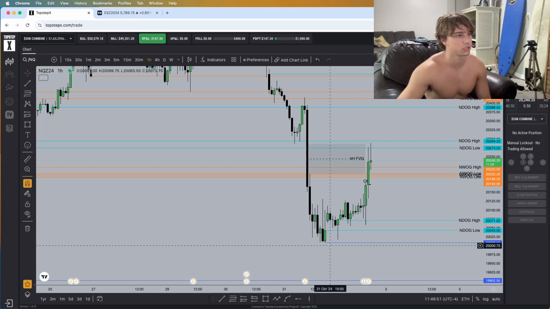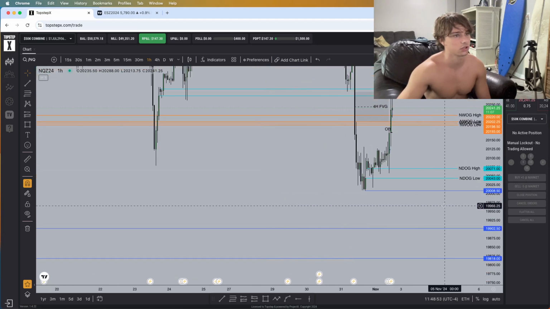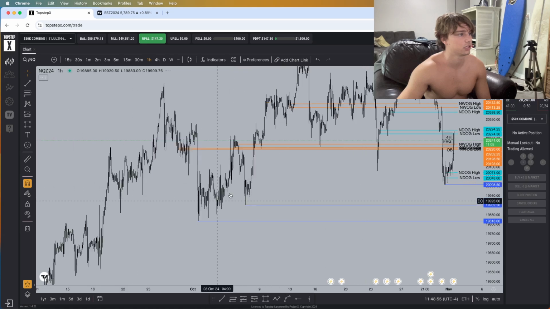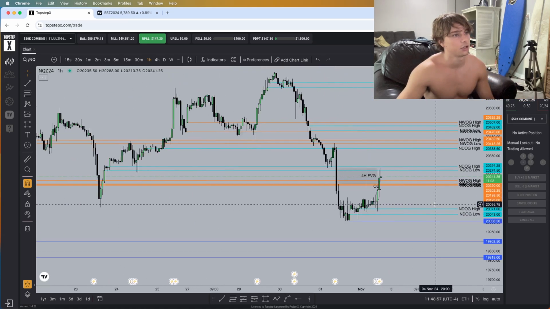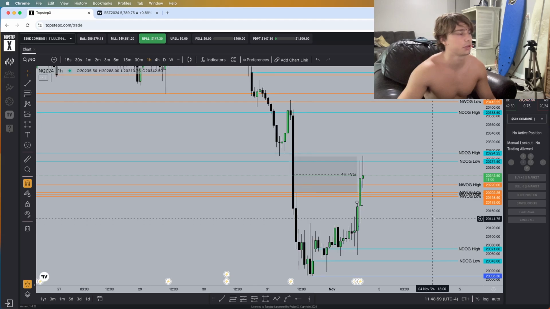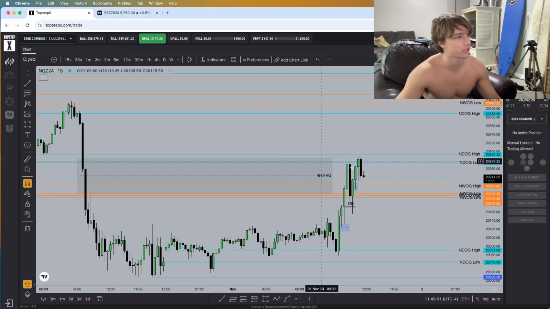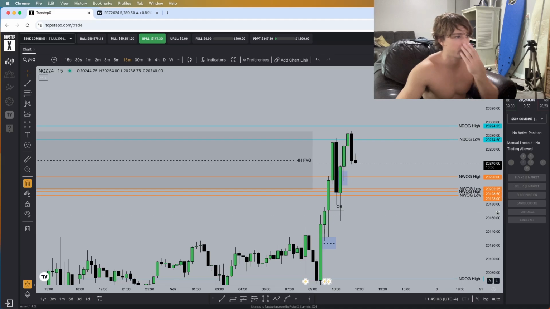We built up all this low resistance liquidity down here. We have yesterday's low, and we have these lows here. So that was the idea behind the overall bias, but I ended up taking a long. The reason for that was just because of structure, right?